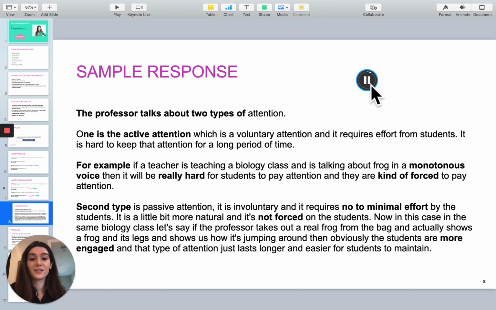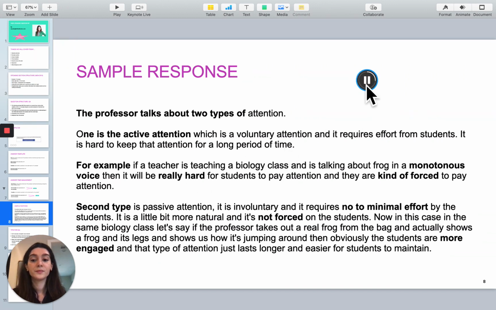One is the active attention, which is a voluntary attention and it requires effort from students. It is hard to keep that attention for a long period of time. Okay, so what I just said in this part is what I call the first concept, right? So I introduce the first concept, active attention, and I explain what it means. Now I'm going to move on to the first example.